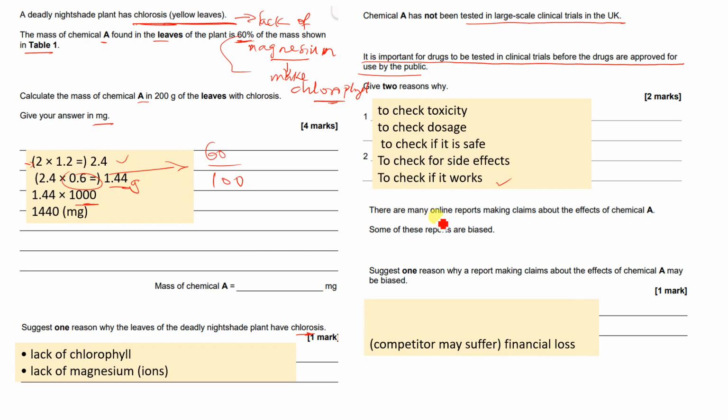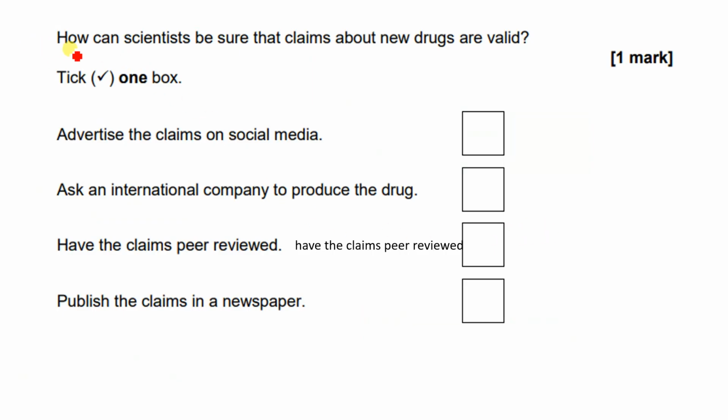Now, there are many online reports making claims about the effect of chemical A. Some of these reports are biased. Why will a report be biased? Any report can be biased because, in this case, online reports making claims are possibly for financial gain, or a competitor wants to have an unfair advantage, also for financial losses. That's it. Now, how can scientists be sure that claims about new drugs are valid? To be sure, you need to do peer review. So peer review is the answer.